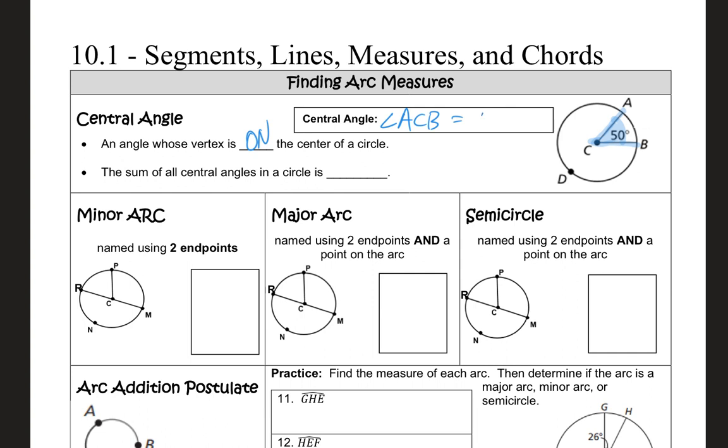So that one in particular is equal to 50 degrees. All right, so that's what we call a central angle because the vertex is in the center. And the sum of all the central angles of a circle, so if we added those all the way around, that would be equal to 360 degrees. Okay, so all the way around is 360.